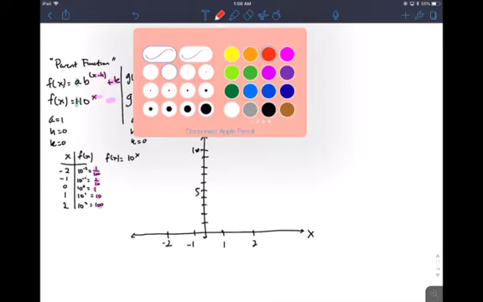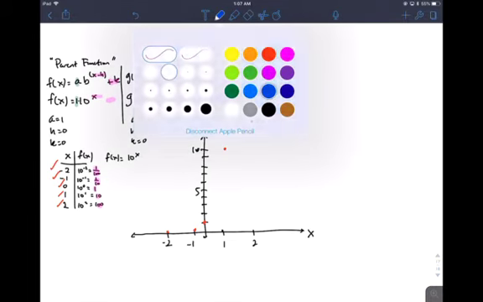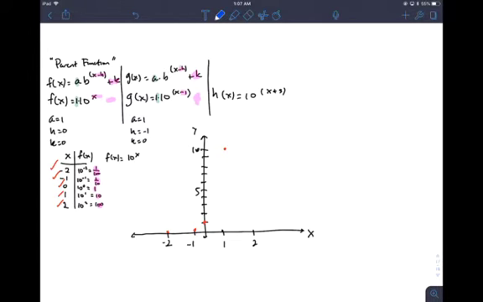So I'll plug my points. I'll plug negative 2, 1 over 100. And if you don't have calculus, it's a really small number. So as closely as I can, I'll say it's right there. Next one is negative 1, 1 over 10. Again, it's also a small number. 0, 1, it would be right here. 1, 10, it would be right here. And then 2, 100, I don't see it, but I see that my graph would be something like this.